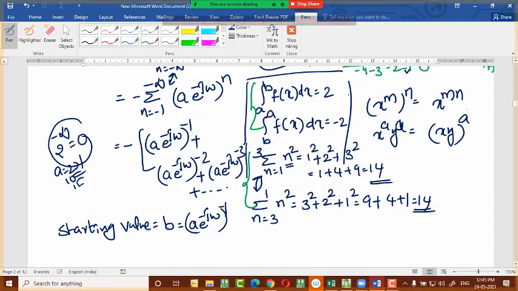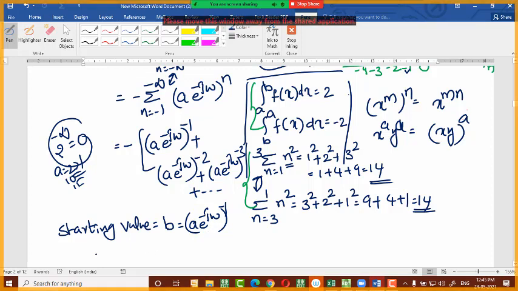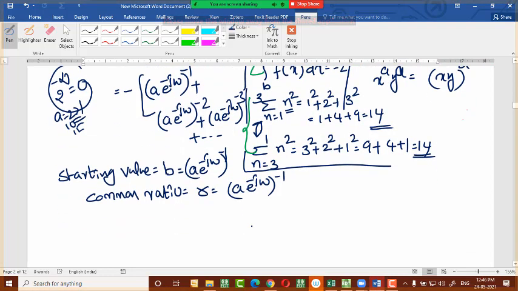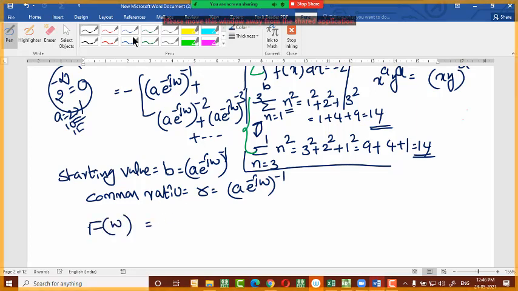How do you get the third one from the second one? Again by multiplying a into e power minus j omega whole power minus 1. So what is the common ratio? Common ratio is also the same. Okay, so you have the starting value and you have the common ratio. You can get the answer. So finally, F of omega, the DTFT. But here in front of this one, minus is there. Don't forget that minus.